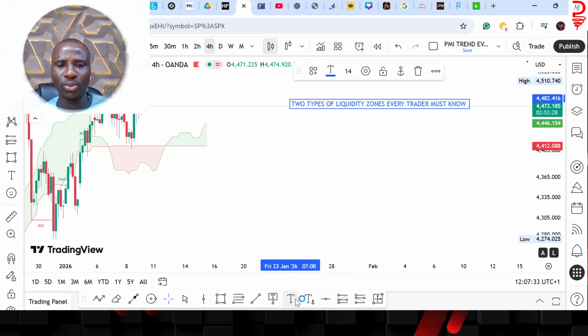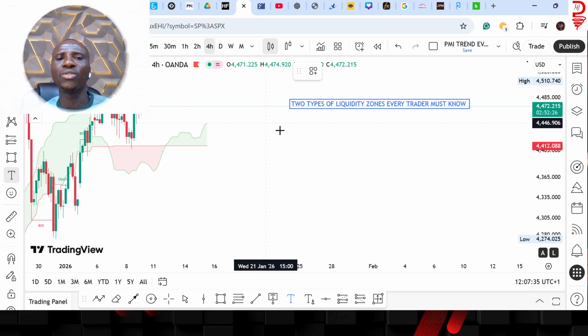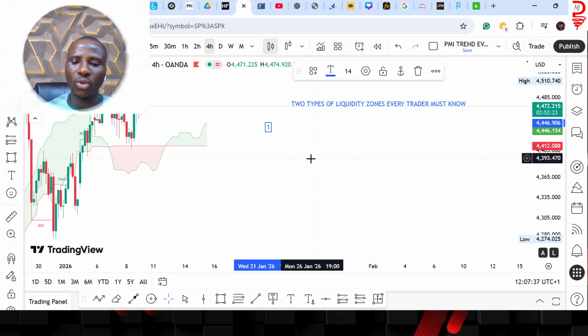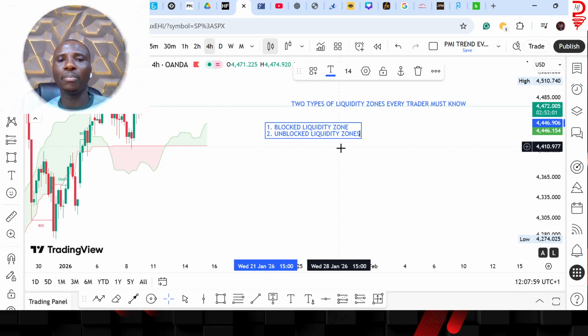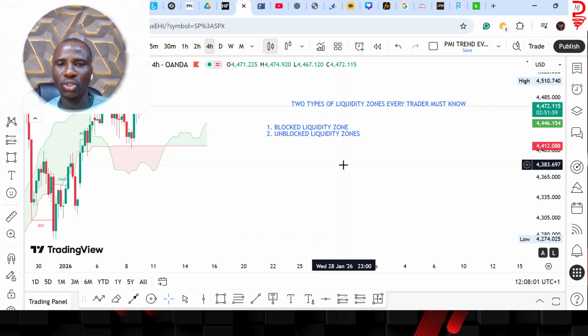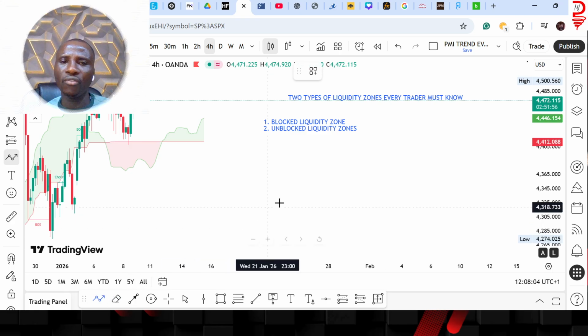So I'm going to share with you the two types of liquidity zone that you need to know. The first one is what we call blocked liquidity zone. And the second one is what we call unblocked liquidity zones. This is very important. And of course, let me just show you a schematic of what I'm talking about. The first one is blocked.